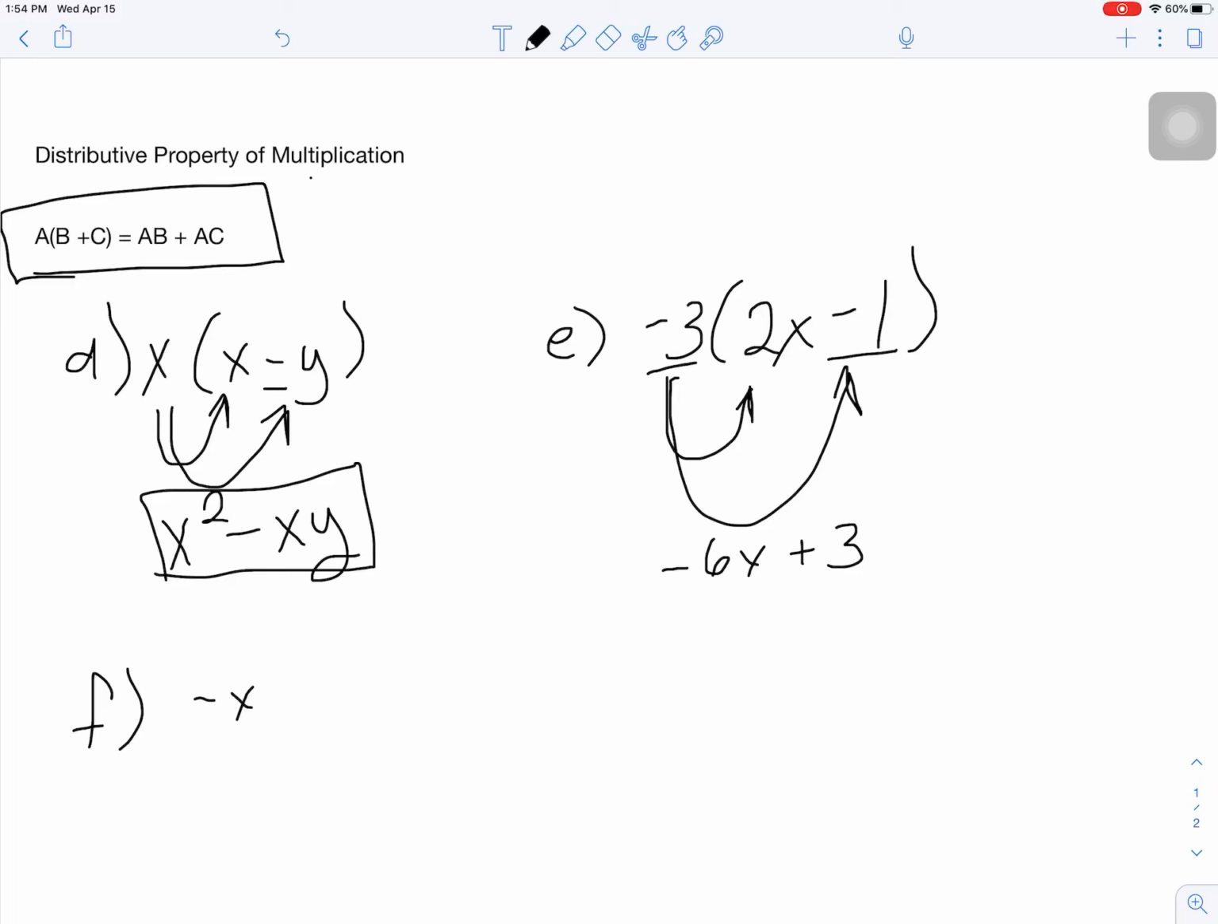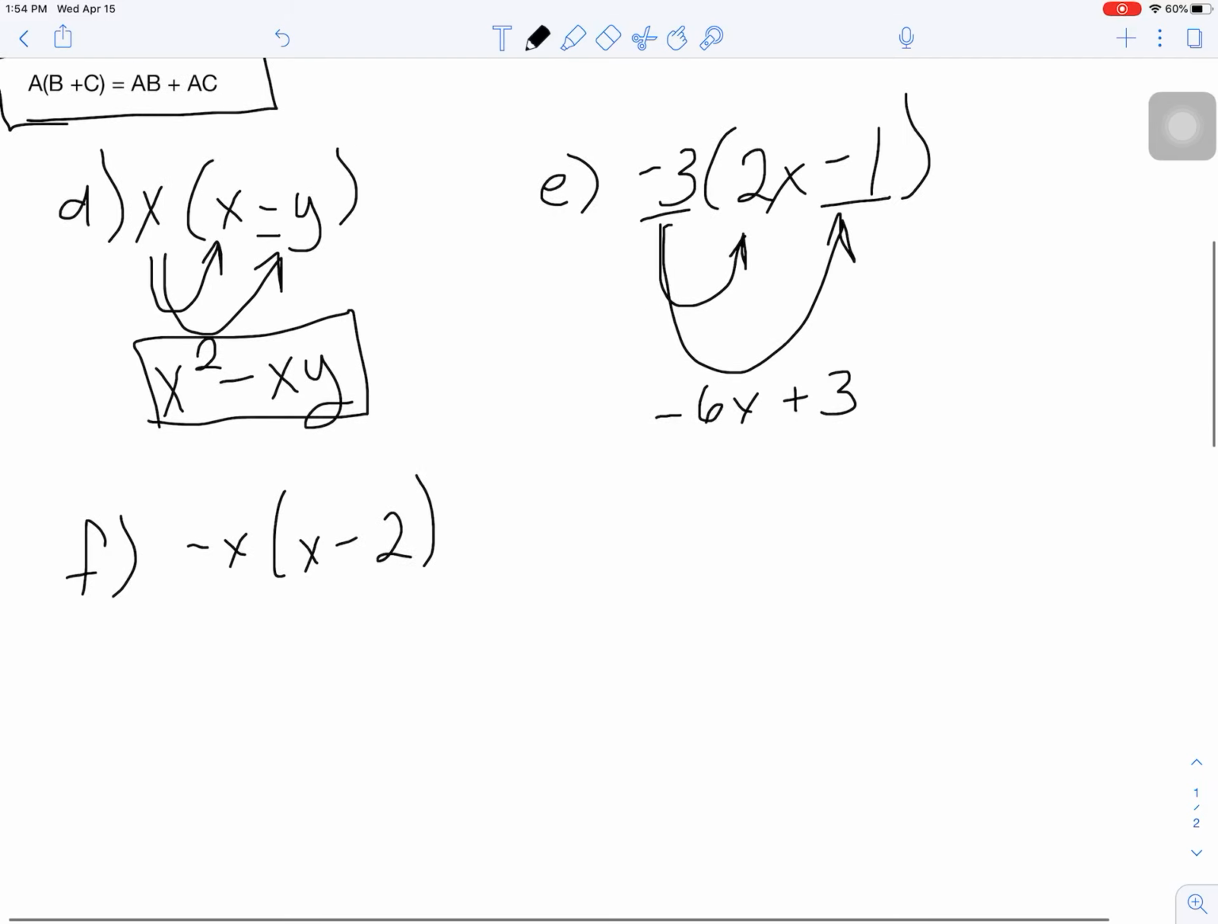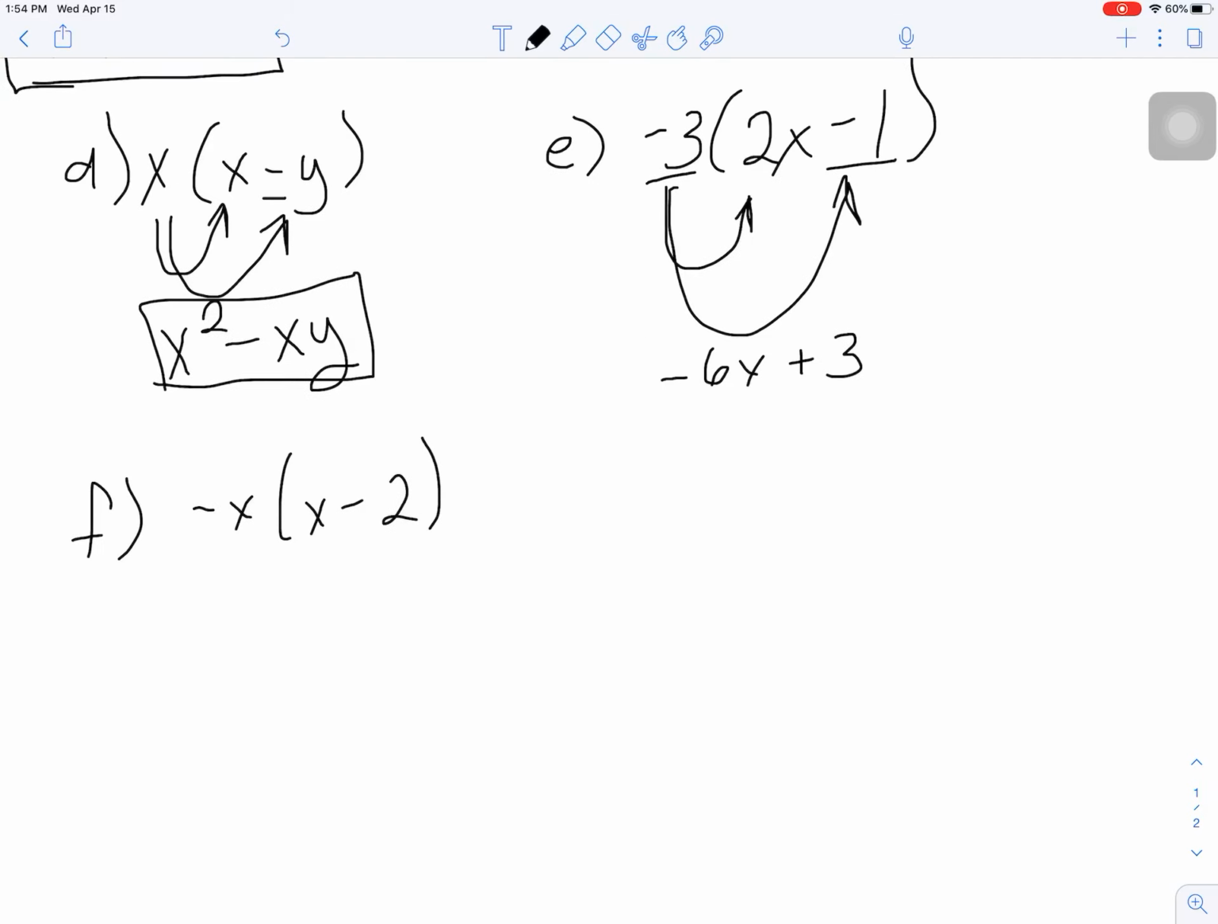F is negative x, x minus 2. Try it out on your own. See if you're getting it the right way. So remember, we have to do negative x times x and negative x times negative 2. So negative x times x gives you negative x squared. Negative x times negative 2 gets you plus 2x.